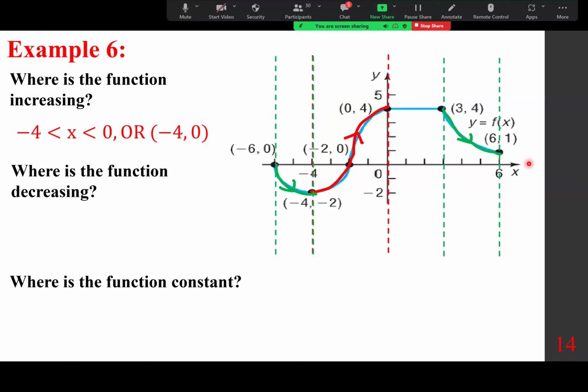And the way we write it, remember, the x coordinates from -6 to -4, union from 3 to 6. Make sure you're comfortable with this concept. A constant here from 0 to 3.